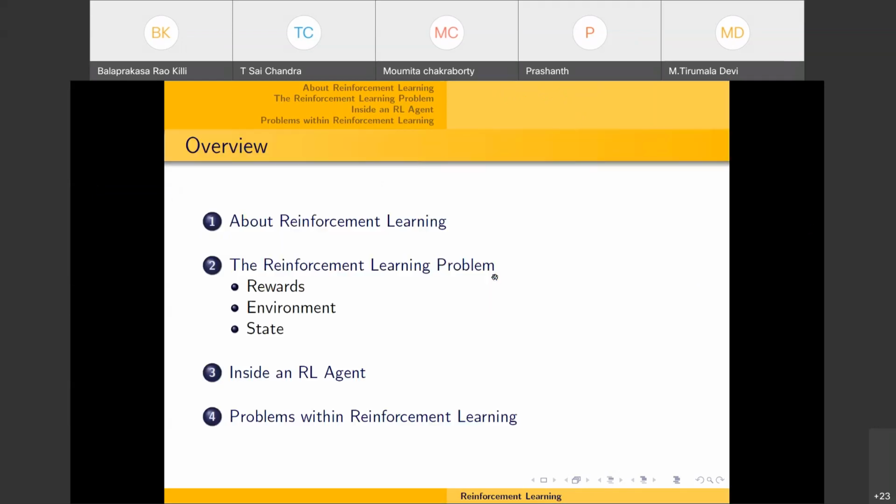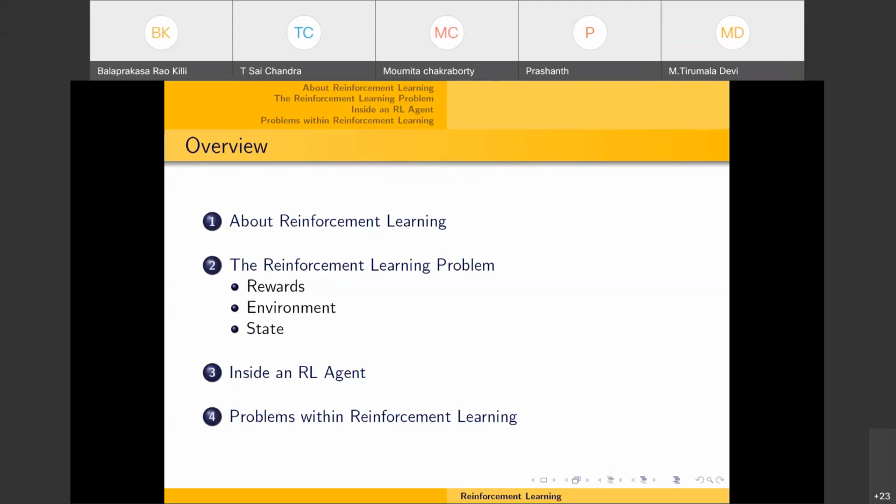Okay. So this is the overview of the presentation. First, we'll see what exactly reinforcement learning is, and where it falls under different fields of science and engineering. Then in machine learning, where exactly we study reinforcement learning. And then we'll see some of the applications of reinforcement learning. That is section 1.